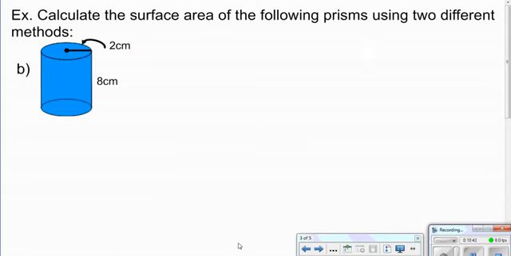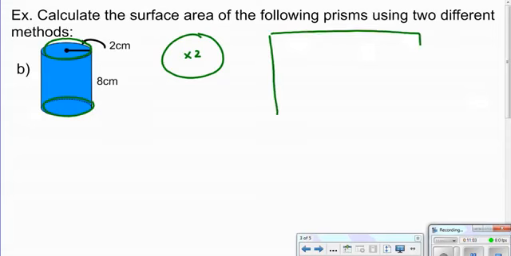Okay, so back to our cylinder example. We said in order to find the surface area of a cylinder, we need to find the area of 2 circles plus the area of a rectangle. So we have a circle, and we're going to have 2 of them, and then we have a rectangle. Please notice that my drawings are not to scale, and no, I have not been using a ruler.